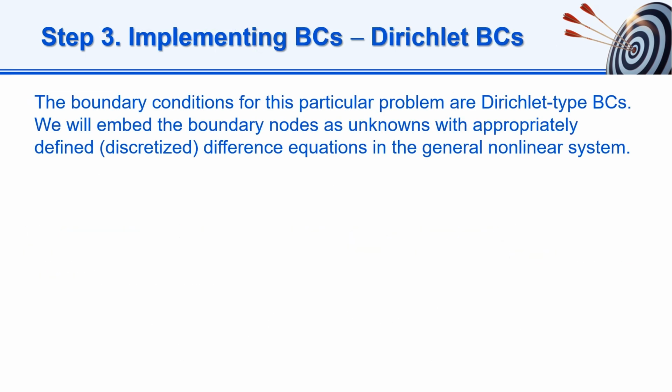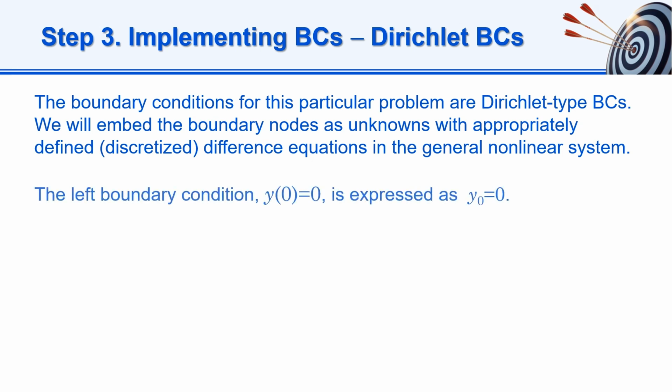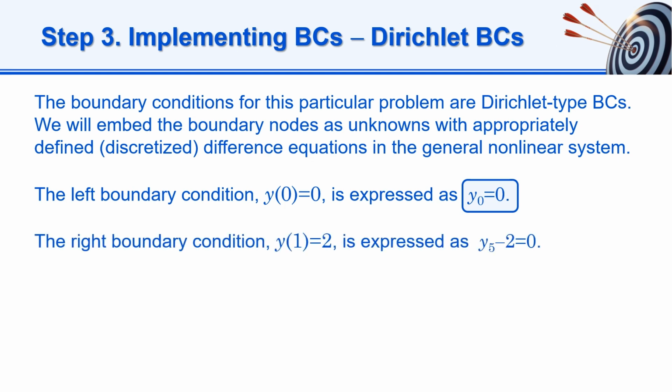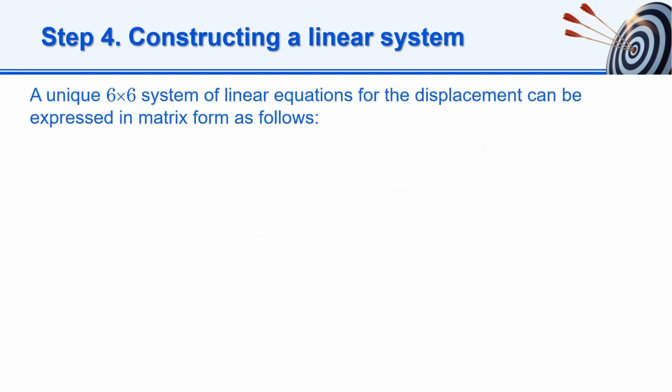The boundary conditions for this particular problem are Dirichlet-type boundary conditions. We will embed the boundary nodes as unknowns with appropriately defined, discretized difference equations in the general nonlinear system. The left boundary condition, y(0) is equal to 0, is expressed as y sub 0 is equal to 0. The right boundary condition, y(1) is equal to 2, is expressed as y sub 5 minus 2 is equal to 0.